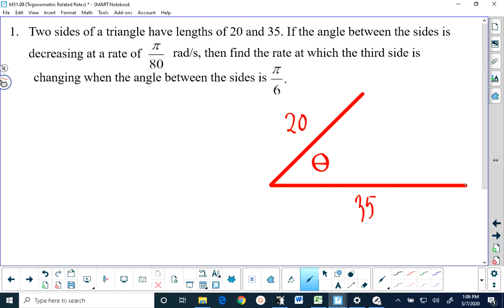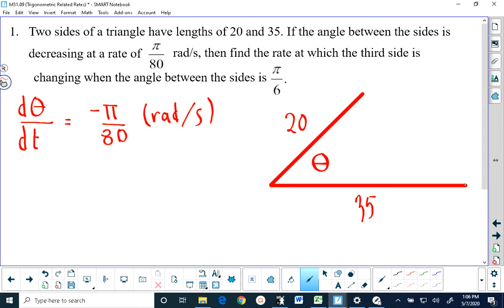We're told the angle between the sides, which is theta, is decreasing at a rate of pi over 80 radians per second. That's telling me d theta dt is negative pi over 80, and that is in radians per second. And you should make a note to yourself here that related rates problems only work when you're using radians in your rate of change of the angle. If you ever put in d theta dt in degrees, you will get the wrong answer. It must be in radians.